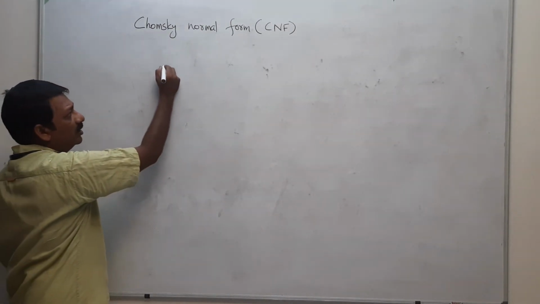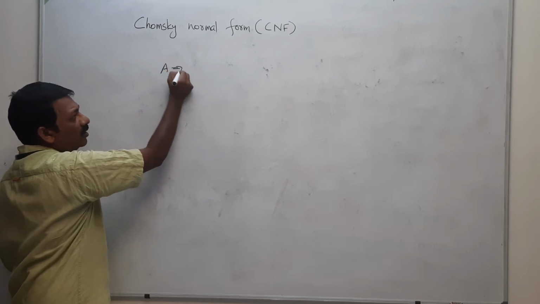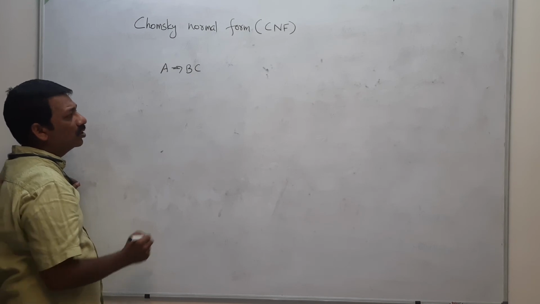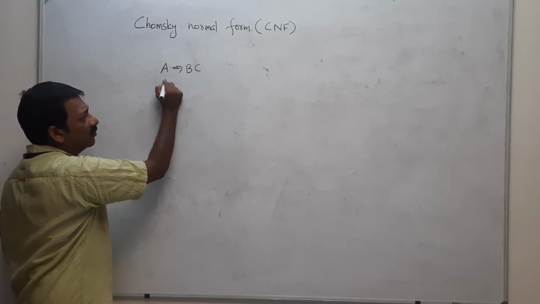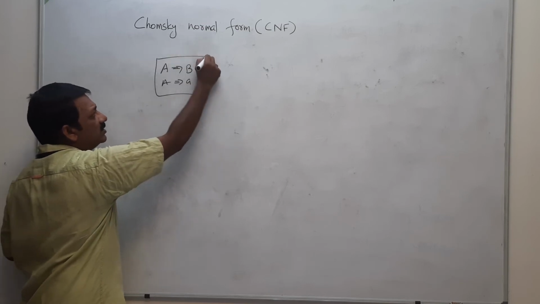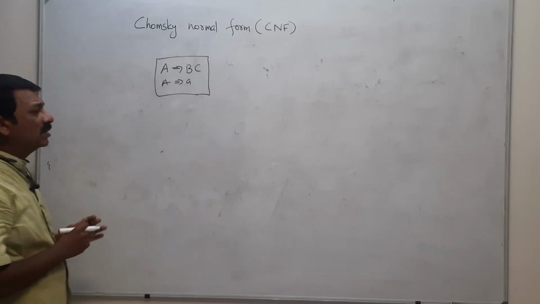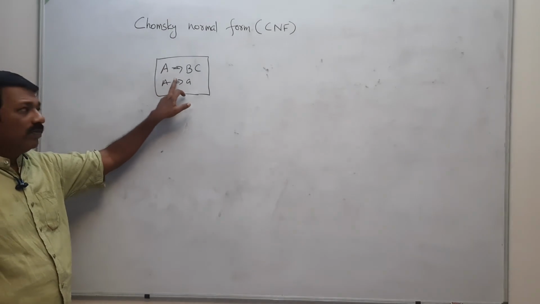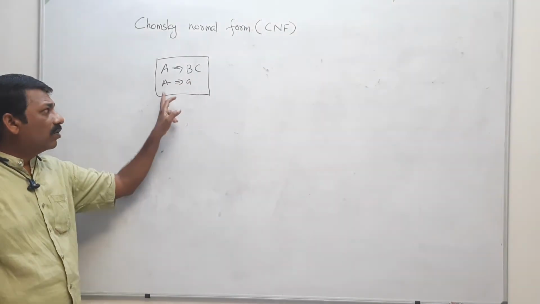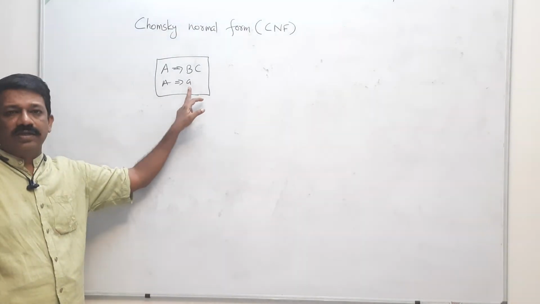A grammar is said to be in Chomsky normal form if the right hand side has either two non-terminals or a single terminal. That means this is the standard form. A derives BC or A derives a, which means every production should have either two non-terminals on the right hand side or a single terminal on the right hand side.